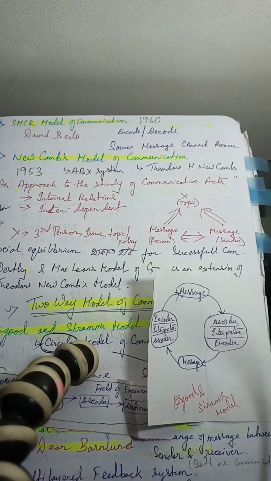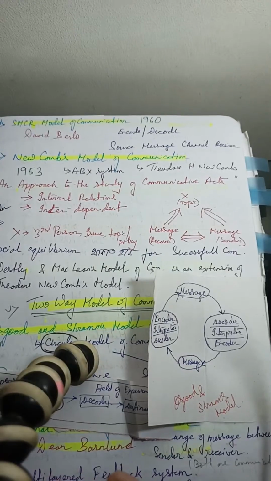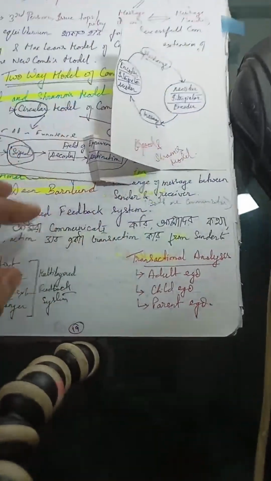As far as the triangular model is concerned, if you are asked what is the triangular model or what is the ABX system, then we will answer that it is Theodore M. Newcomb's model of communication. This is also social equilibrium. That means while communicating there must remain a social equilibrium. And we have discussed the two-way model earlier.